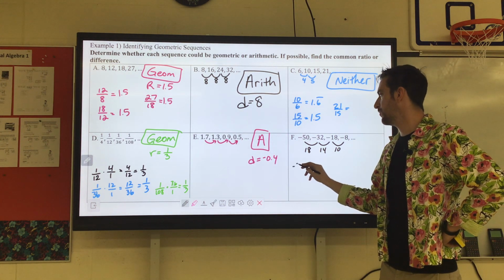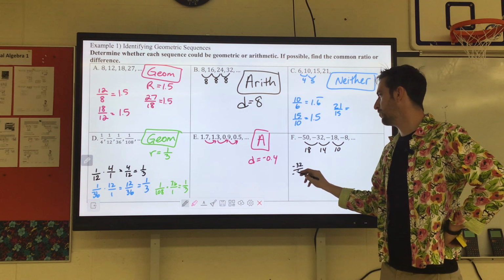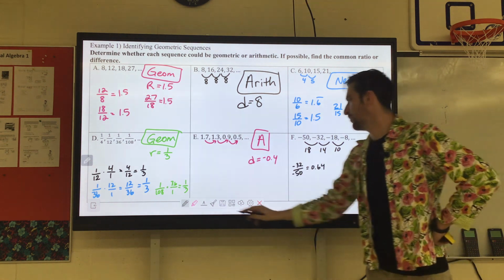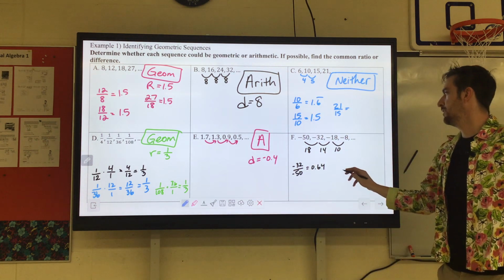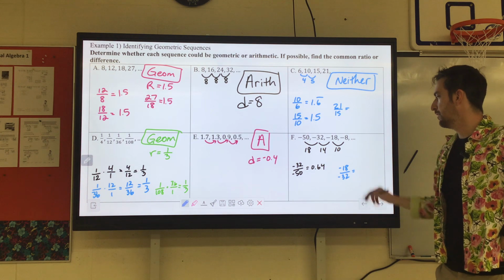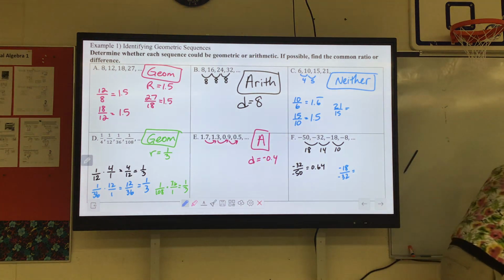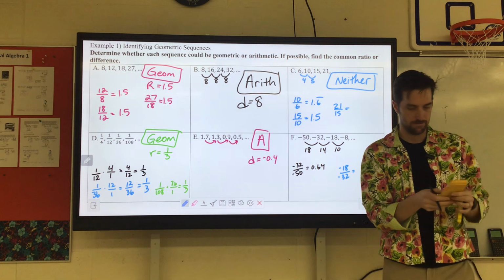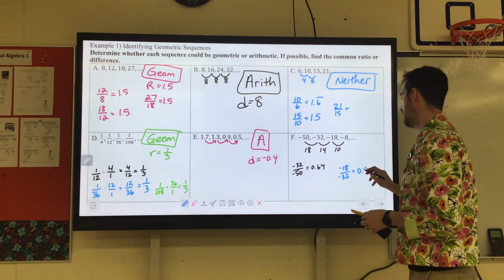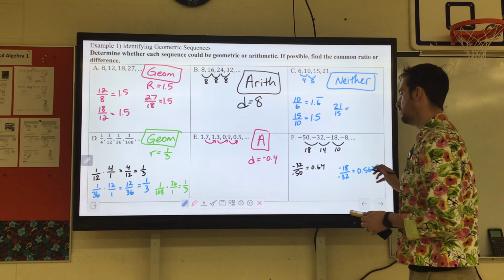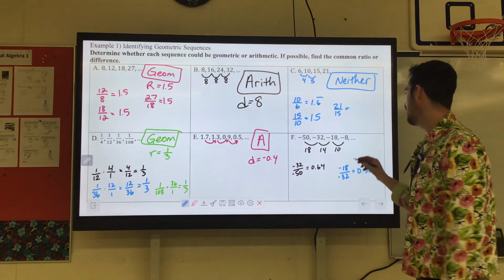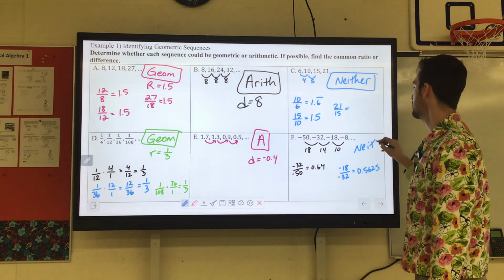geometric. Negative 32 divided by the term before it. This will give you positive 0.64. If we check another one, let's see, negative 18 divided by the term before it. I don't know what that is. 18 divided by 32 is 0.5625. Not the same. As soon as you see they're dividing differently or they're subtracting differently, it's not going to work. So this one is also neither.